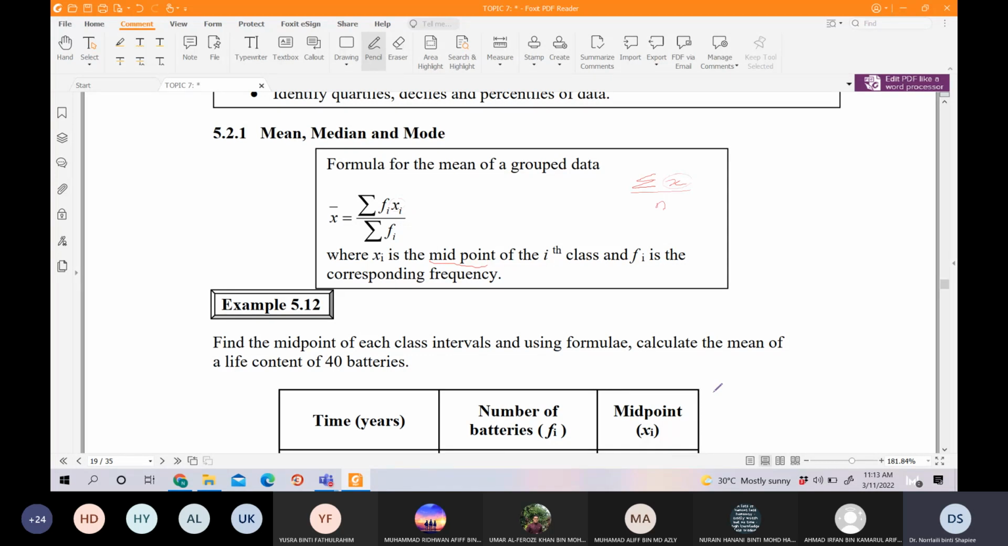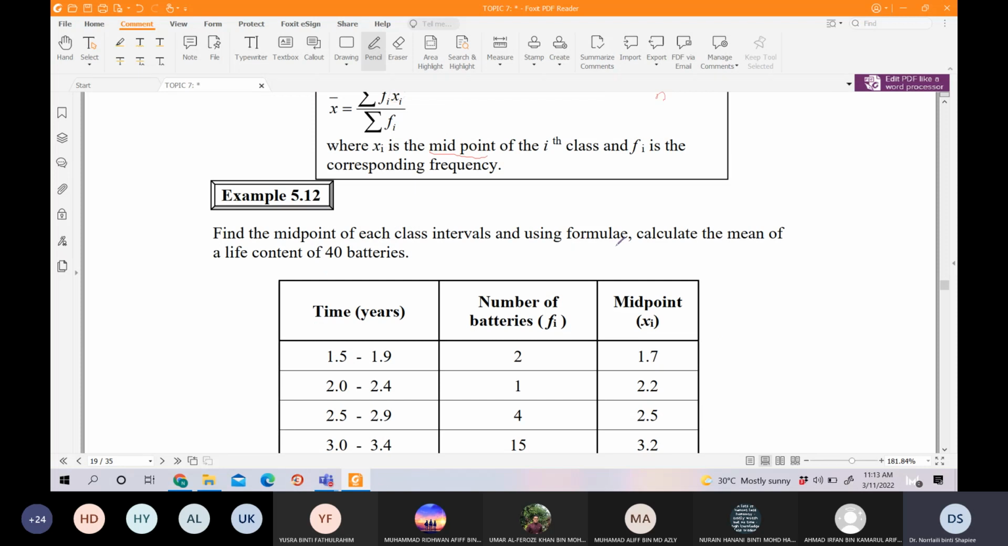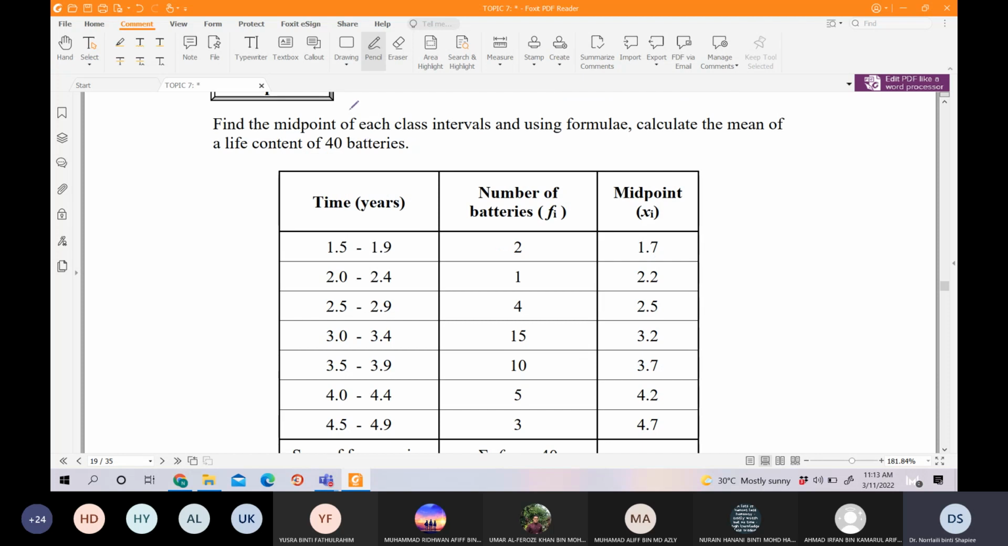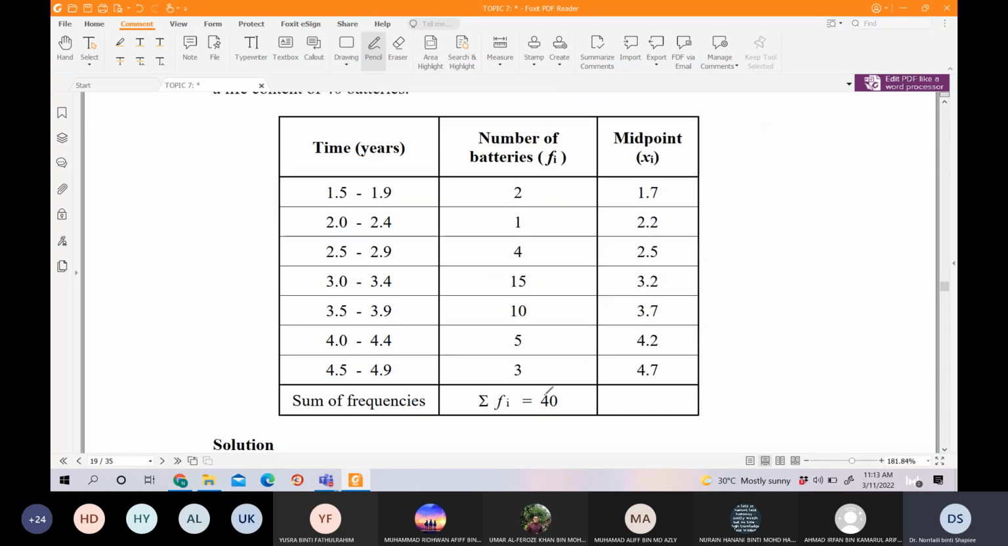Okay. So example 5.12. Find the midpoint of each class interval and using formula, calculate the mean of life content of 40 batteries. So automatically we know that total of frequency is equal to 40. Right? So this is our frequency. You have to add up all these, frequency or number of battery, you will get the total of frequency is equal to 40.